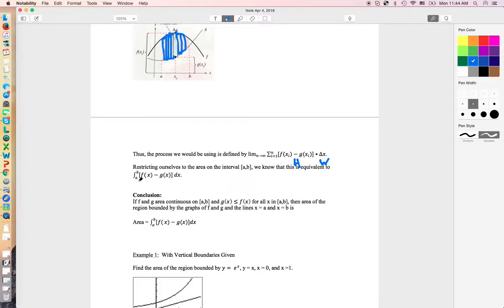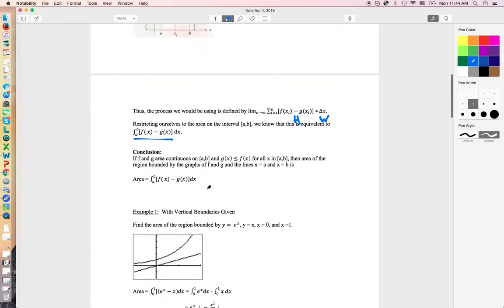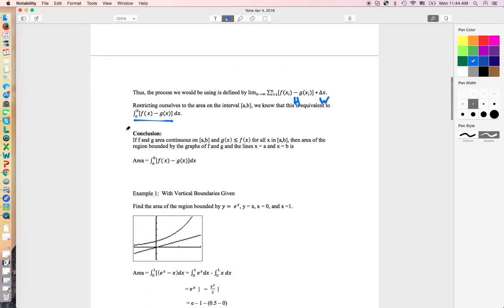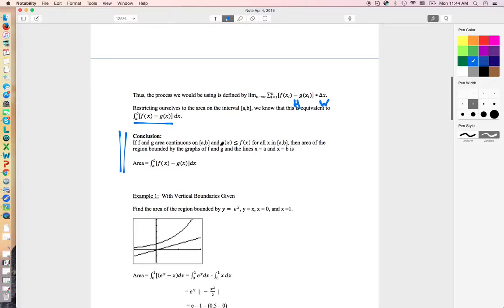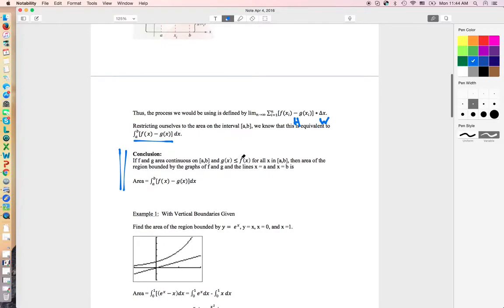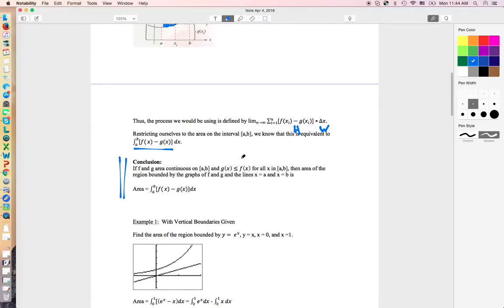So what we're going to end up doing in this section is just finding the integral of the difference between the functions. So the big idea here, the conclusion, and then we're just going to see some examples of how to use it, is if f and g are continuous on [a, b] and g of x is less than or equal to f of x for all x's in [a, b], then the area of the region bounded by the graphs of f and g and the lines x equals a and x equals b, those are the vertical boundaries that we had, is given by this integral, the integral from a to b of f of x minus g of x.